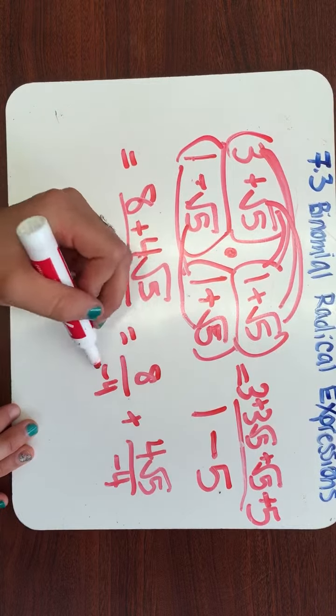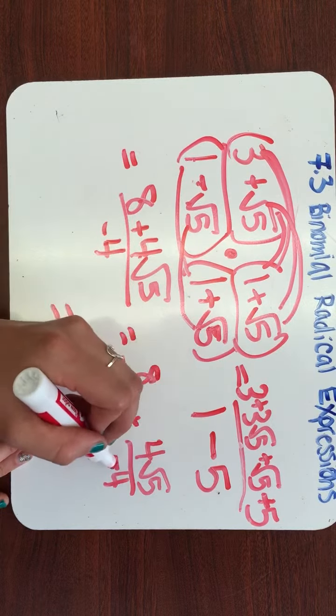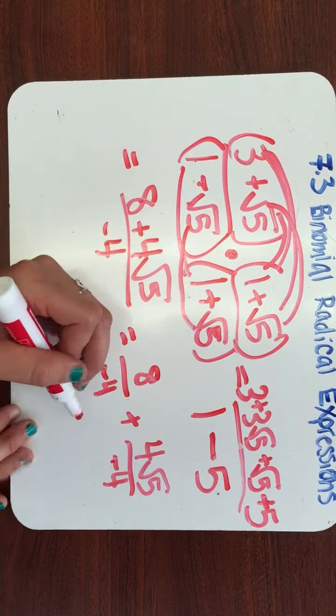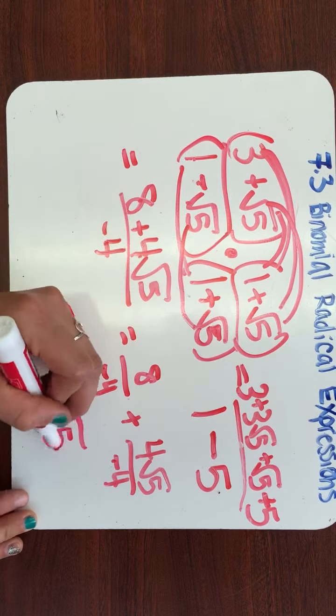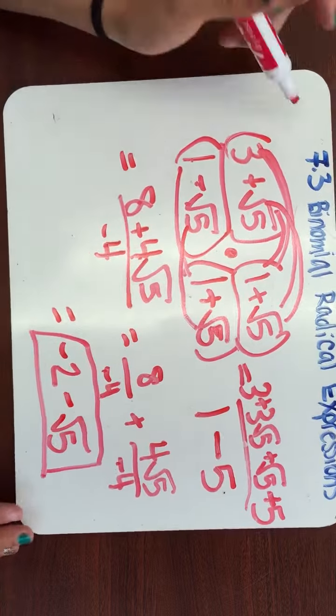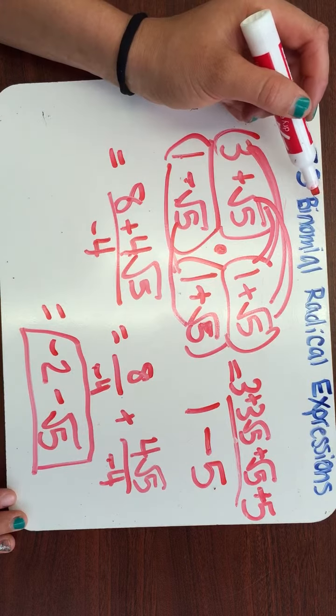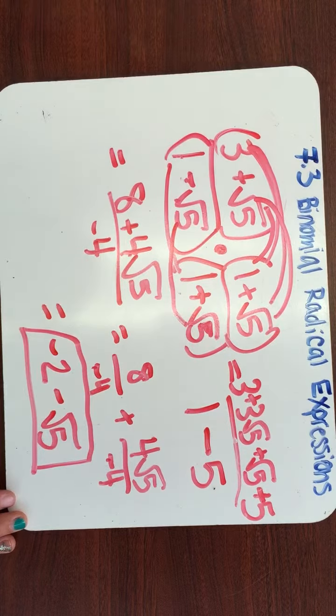And therefore we get 8 divided by negative 4 is a negative 2. 4 divided by negative 4 is a negative 1 square root of 5. And that is our final answer. And that is the end of 7.3, which is going over binomial radical expressions.